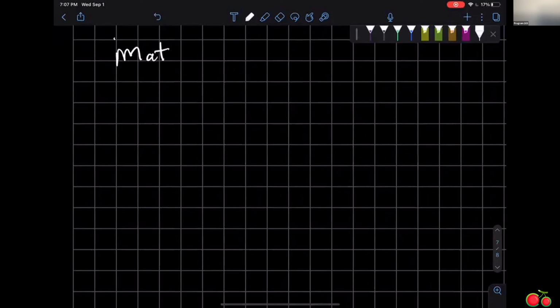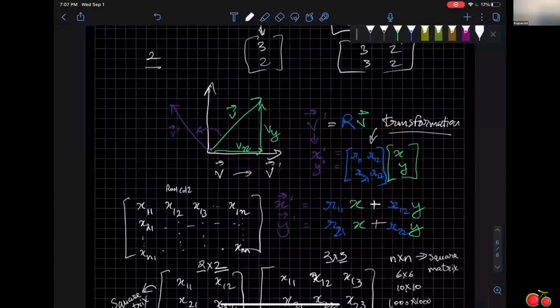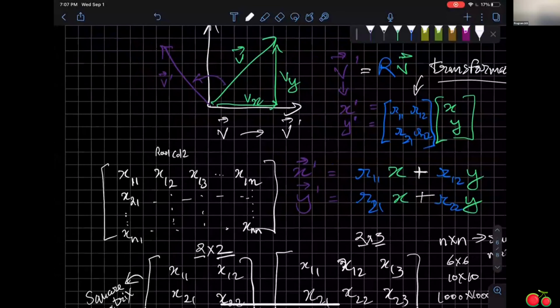Okay, so before I go to that, any questions as to how we're defining this matrix? Any questions with this?